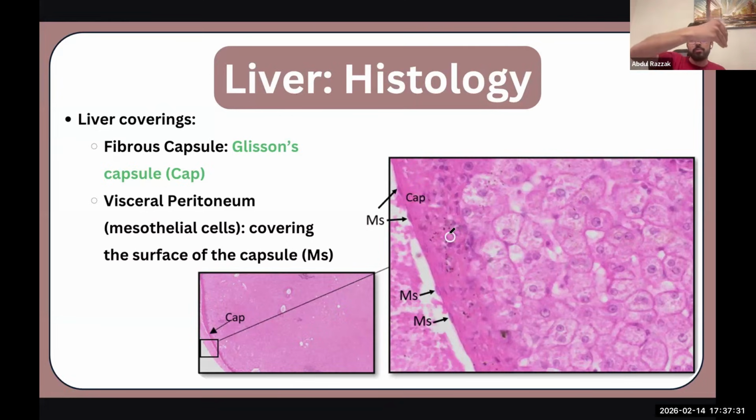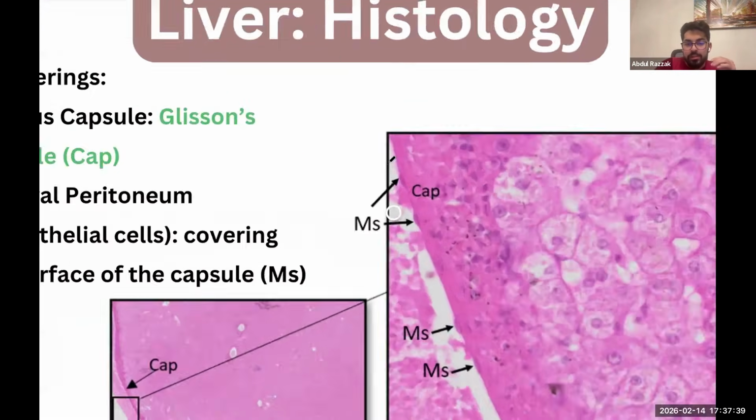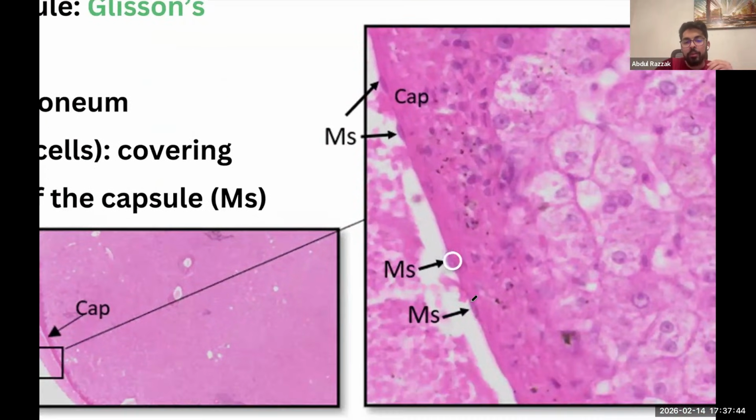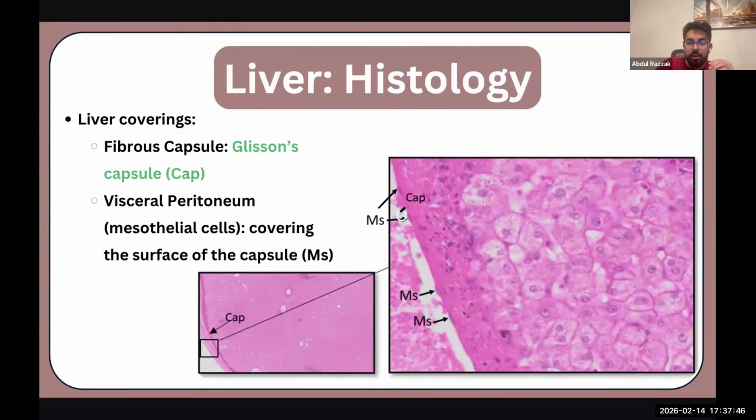And covering the fibrous capsule is the layer of the peritoneum that we studied, which is the visceral peritoneum, consisting of your typical mesothelial cells. Just your typical simple squamous. You can see the flat nuclei here, right? So you can see the visceral peritoneum covering the fibrous capsule of the liver, consisting of mesothelial cells.